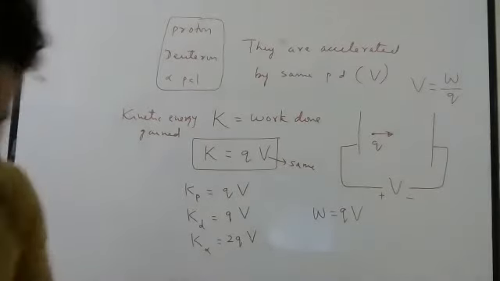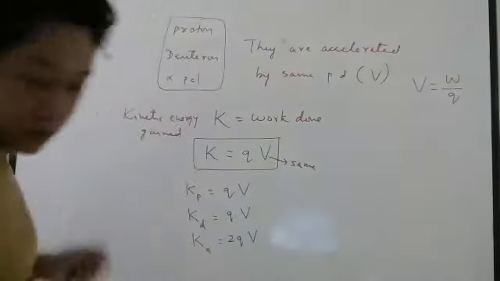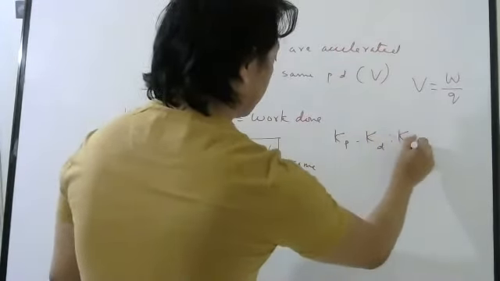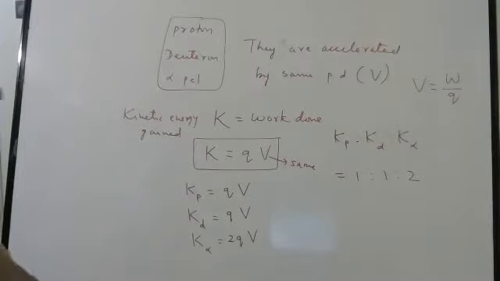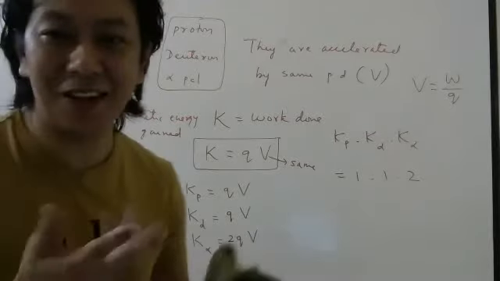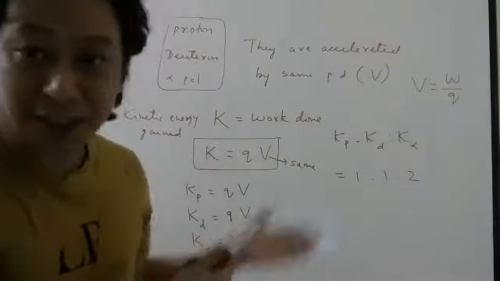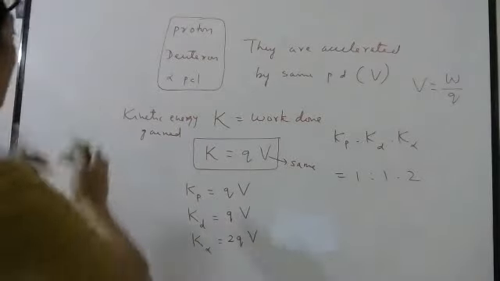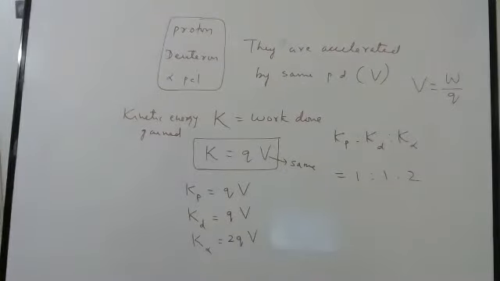So ratio will be what? Ratio of kinetic energy will be 1:1:2, right? This QV, QV, QV will cancel. So here you don't have any magnetism concept. So what I will do, I will extend this question so that we can apply magnetism concept to this question. Okay, first you write till here.